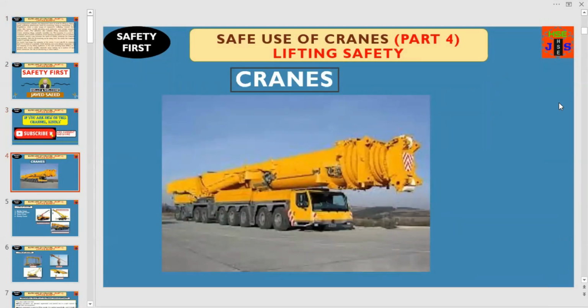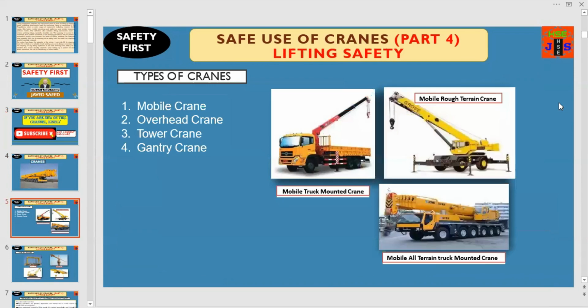Dear friends and fellows, cranes are used for lifting or lowering the materials. There are different types of cranes. Number 1, mobile crane. Number 2, overhead crane. Number 3, tower crane. And number 4, gantry crane. You can look at the slide on the left side. This is the example of mobile truck mounted crane or lorry mounted hiab crane. On the right side, at top, mobile rough terrain crane, and below, mobile all-terrain truck mounted crane. These all are different types of mobile cranes.